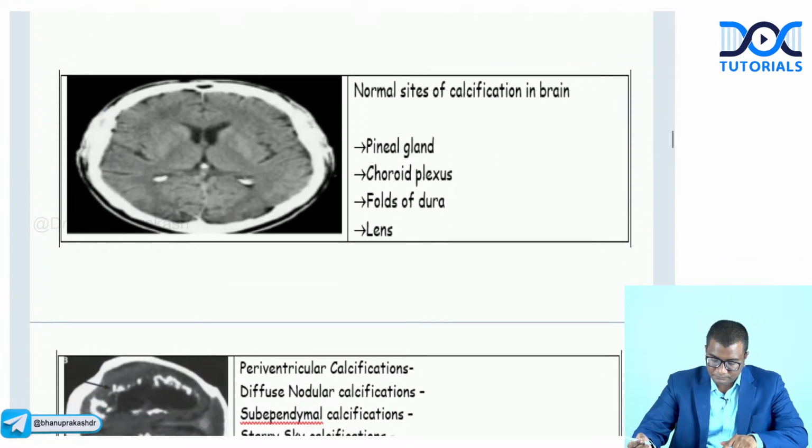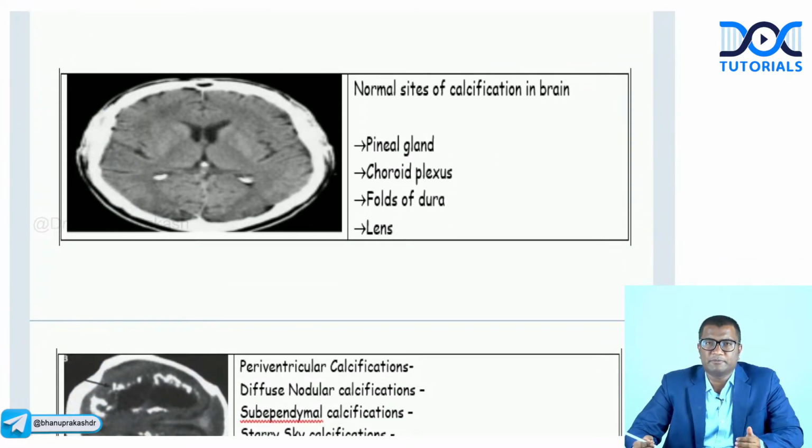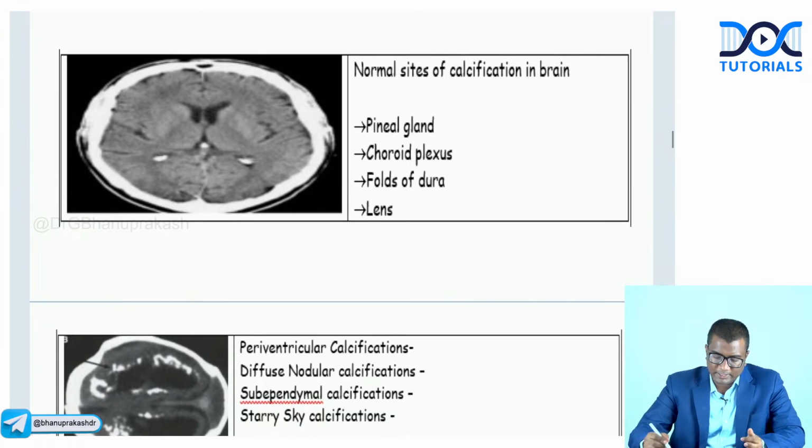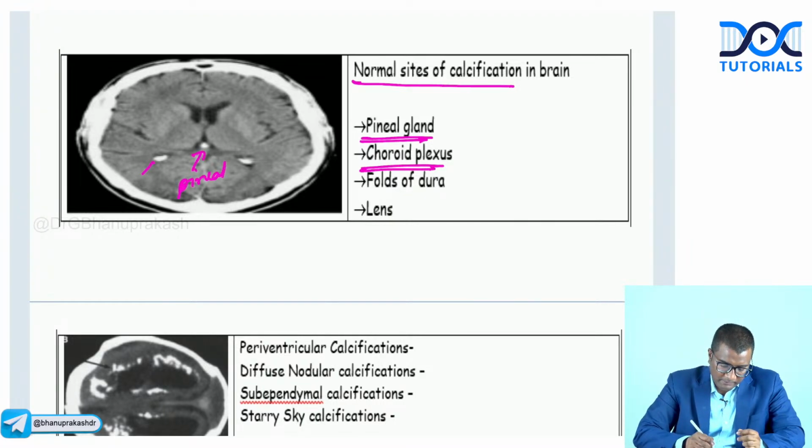Next. So let's review some neuroradiology after these questions. Let us look at the neuroradiology. Normal sites of calcification are important: the pineal gland, choroid plexus. These are normal sites. So this is the area of the pineal gland. This is the choroid plexus. Do not confuse it with some bleed. These are normal sites of calcification.